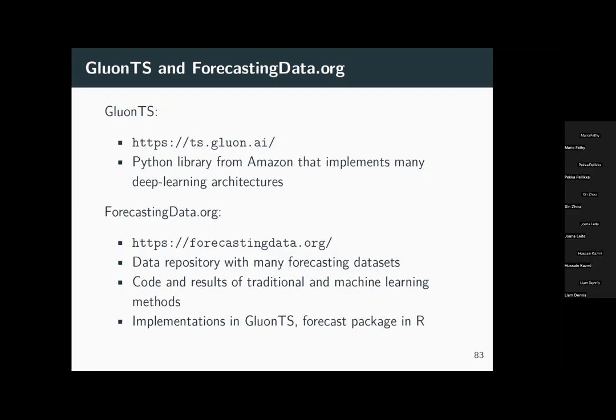It's a very nice Python library from Amazon that implements many of these deep learning architectures. Then our resource, forecastingdata.org, where we have a repository with many data sets. We have code and results where we run many of these methods, and where you will see that the results are quite mixed. Sometimes there are very small data sets on which transformer methods work well. And then there are relatively large data sets where other things work better.